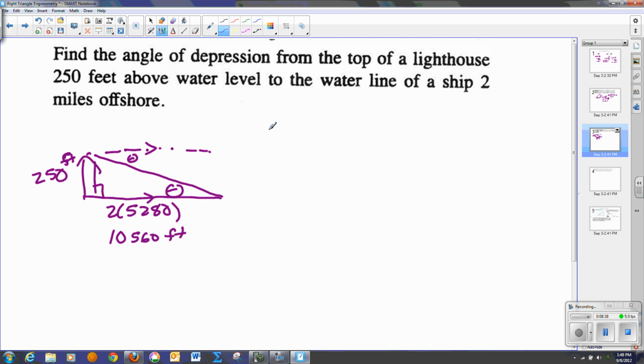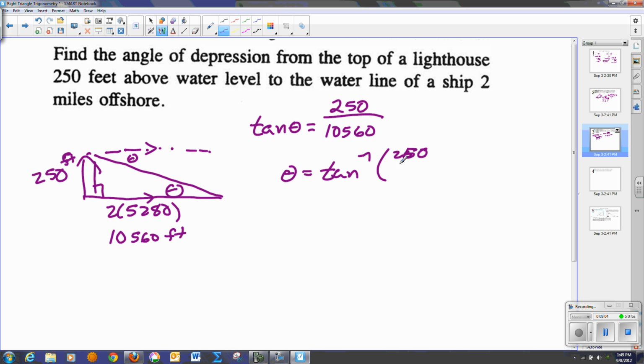So once again, I'm going to use a tangent ratio and say the tangent of theta is equal to my opposite, which is 250, over my adjacent, which is 10,560. Again, to find theta, I'd have to use my inverse notation to do that. So I'll now plug that into my calculator and see what I end up with. And after plugging into the calculator, we get theta is equal to roughly 1.35 degrees.